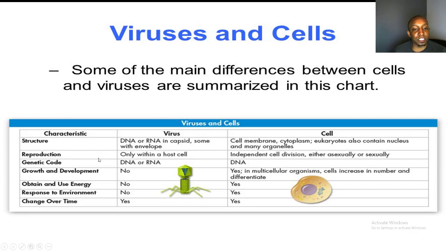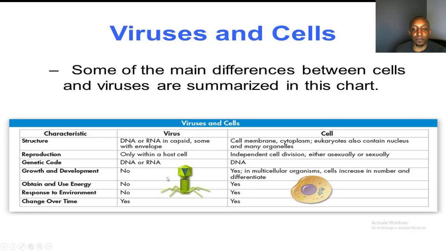And then if we look at the reproduction of a virus, they can only reproduce within a host cell. Reproduction for cells is independent cell division, either asexually or sexually. They don't need a host cell in order to reproduce. They can reproduce on their own. And then the genetic code can be DNA or RNA for viruses. The genetic code for cells is always DNA.